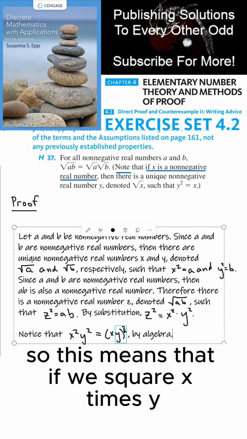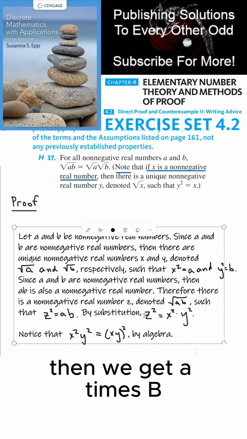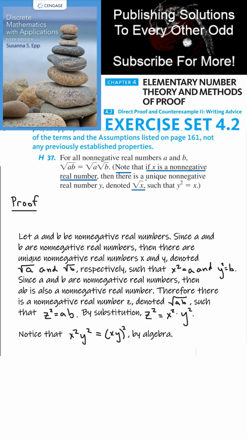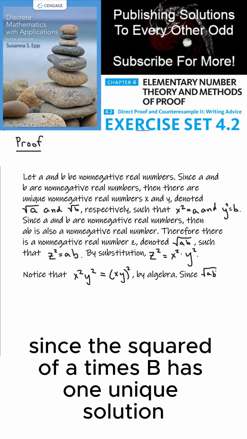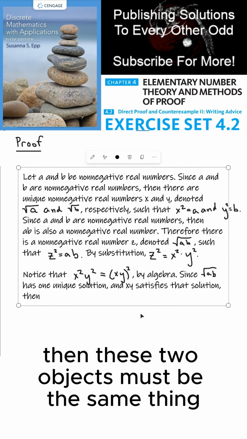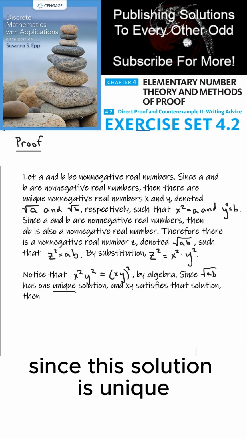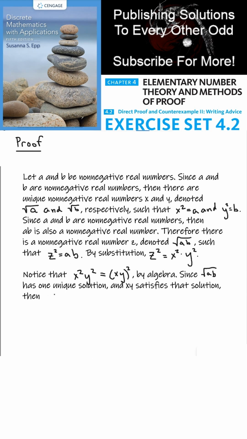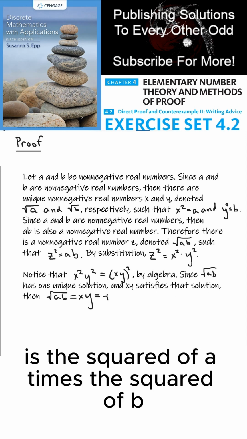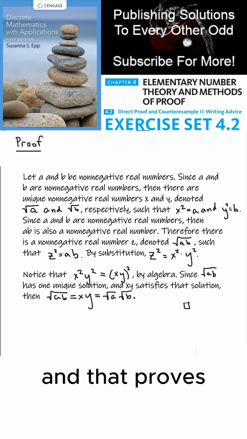So this means that if we square x times y, then we get a times b. But there's only one square root of a times b, since this square root here is unique. So since the square root of a times b has one unique solution, and x times y satisfies that solution, then these two objects must be the same thing, since this solution is unique. That means that the square root of ab equals x times y, which according to our assumption is the square root of a times the square root of b. And that proves our statement.